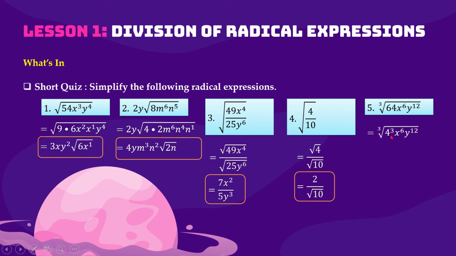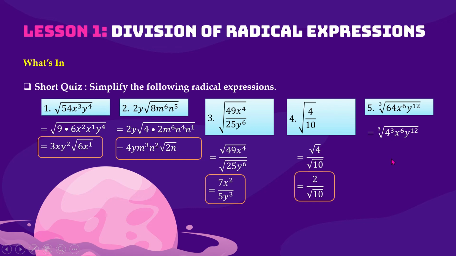64 is expressed as 4 cubed. The question: is 64 a perfect cube? Yes, it is. 4 cubed is 64. Why is it a perfect cube? Because our index is 3, a cube root. So, is 64 a perfect cube? Yes, it is. 4 cubed is 64.